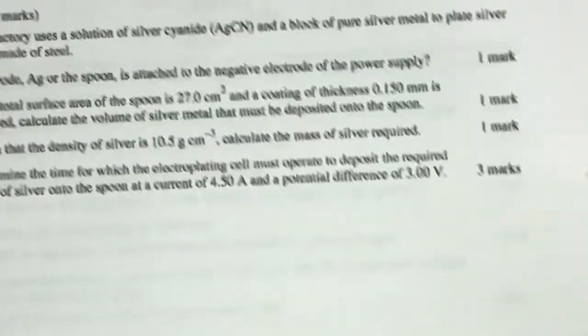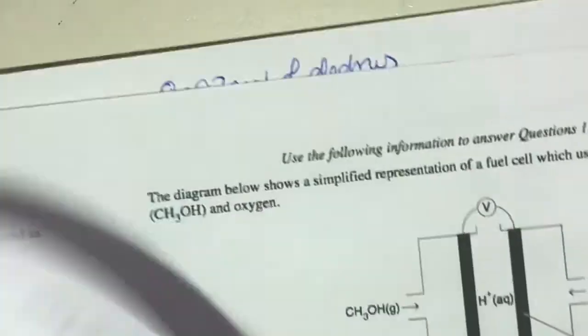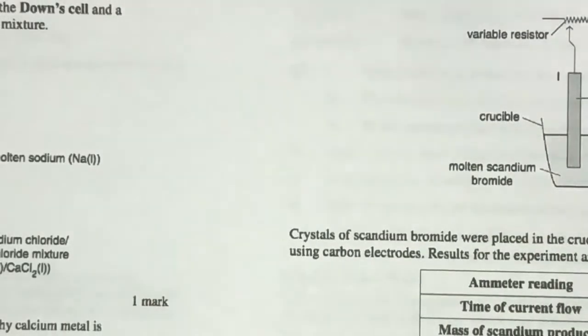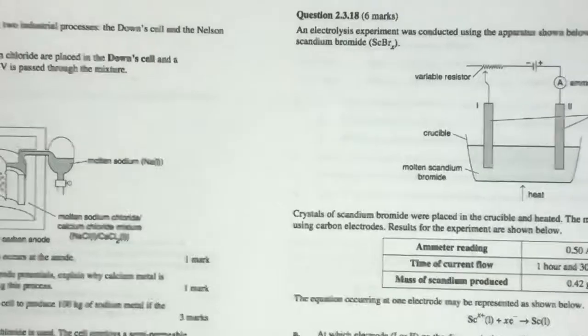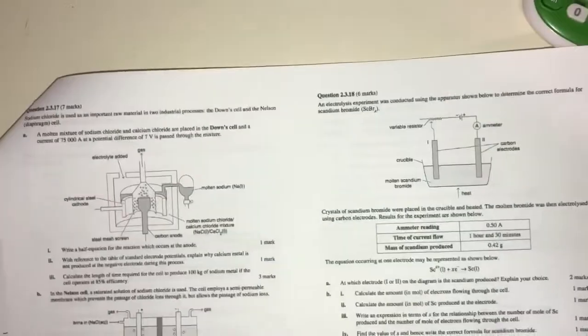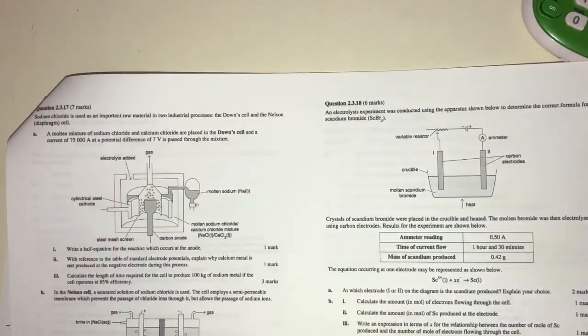All right, next question. We have some nice looking questions coming up. A few pages of them. All right. So the Downs cell. Sodium chloride is used as an important raw material, the Downs cell. A molten mixture of sodium chloride and calcium chloride are placed in the Downs cell, and a current of amps is applied throughout the mixture. Write a half equation which occurs at the anode.